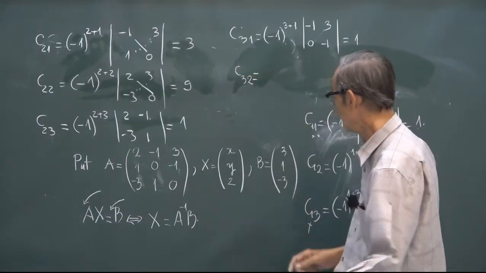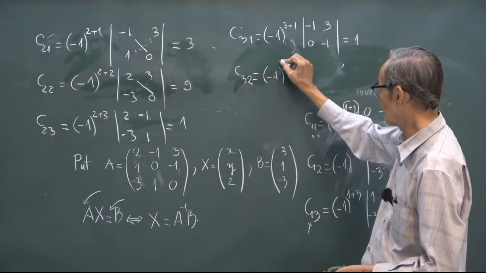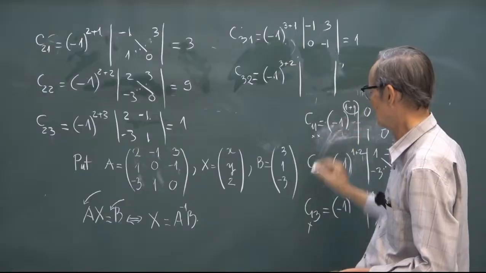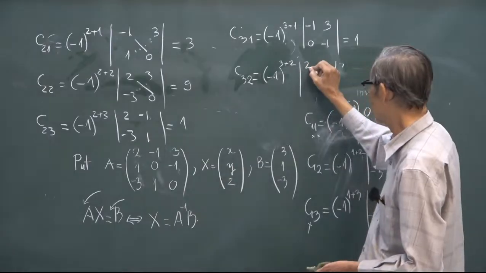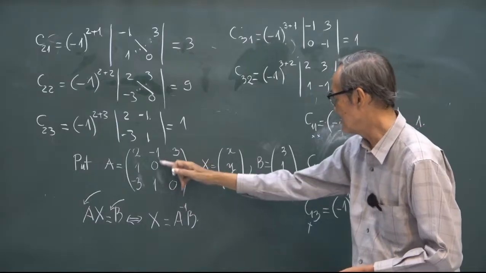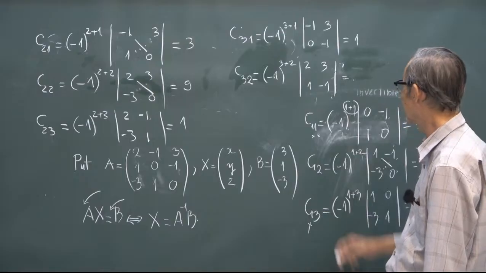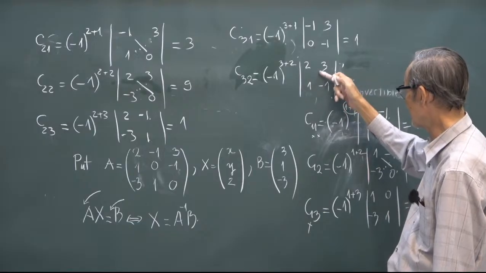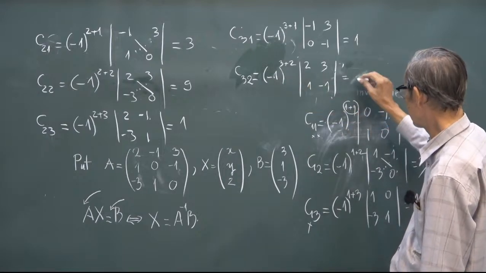C32, row 3 plus column 2. Delete row 3, column 2. Row 3, column 2. Okay. Main diagonal, minus 2, minus subdiagonal, minus, minus, and minus, plus 5.